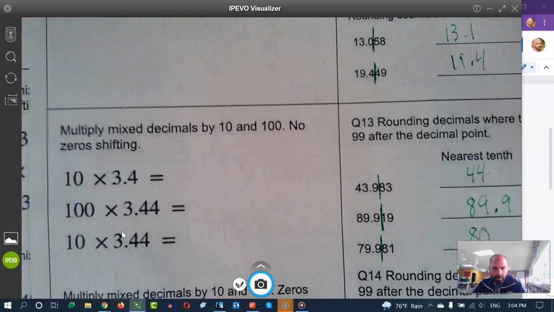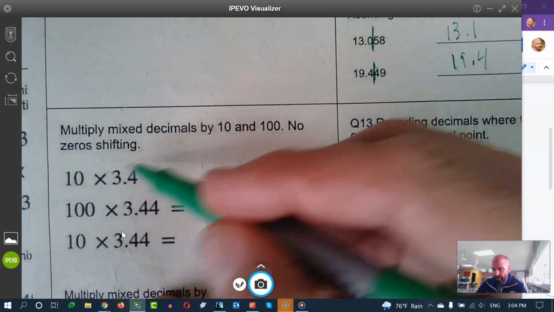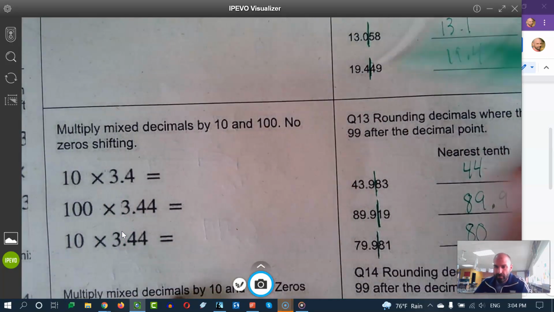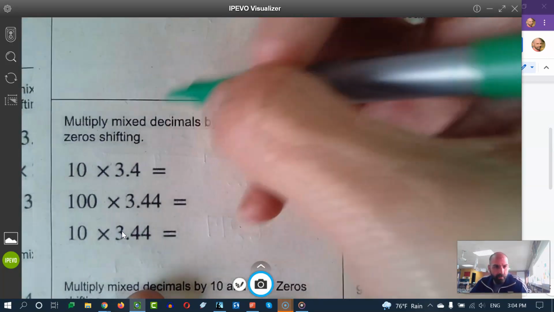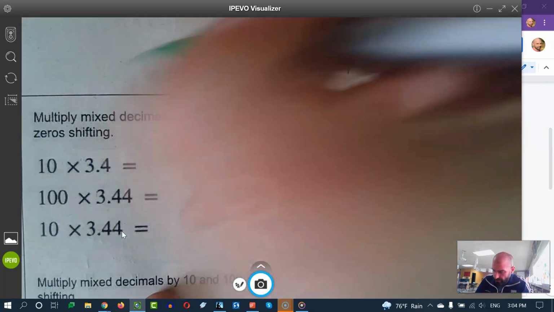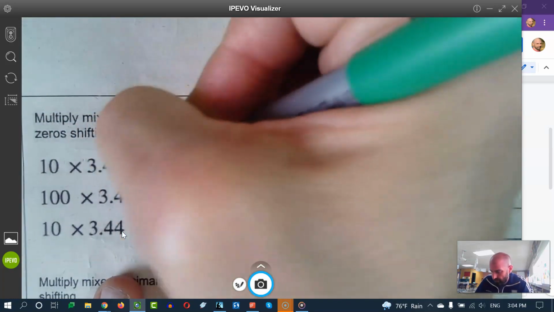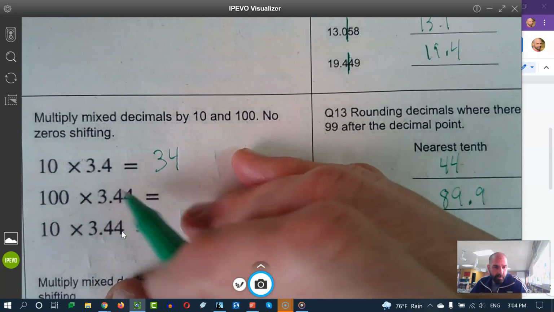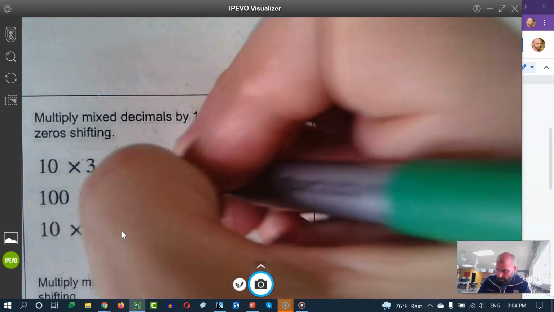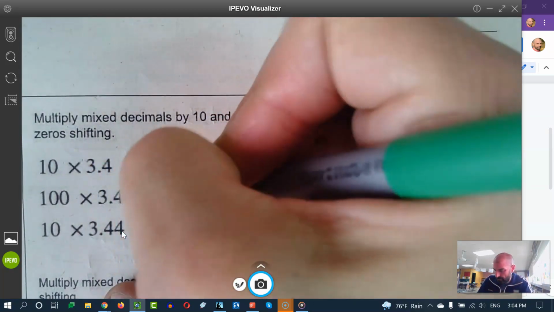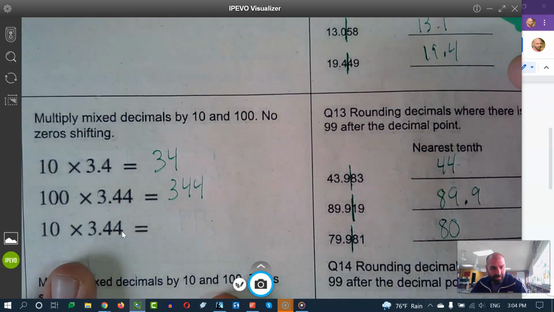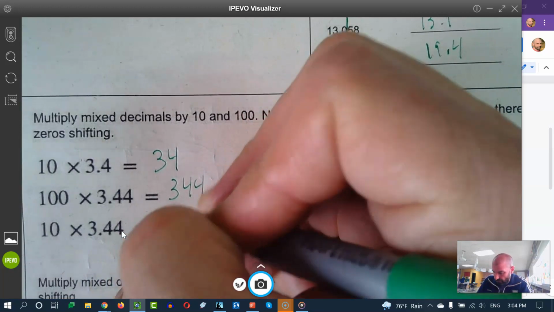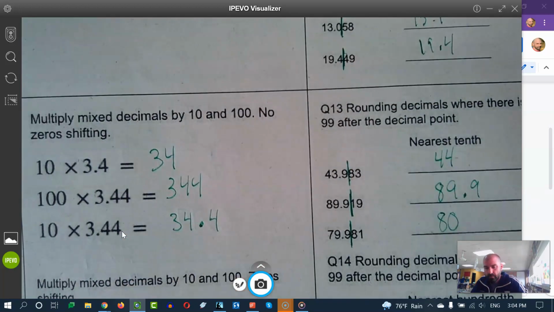All right, now let's multiply by 10. 10 times 3 and 4/10. So my digits are shifting. See, I noticed I changed that. Did you see that? I used to say added, and I wanted a better word, and it's shifting. 10 times 3 and 4/10. So my digits shift 1 spot to the left. I have 100 times. My digits are shifting 2 spots to the left, for 340. 10 times 3.44, they're shifting 1 spot to the left again, to 34 and 4/10.